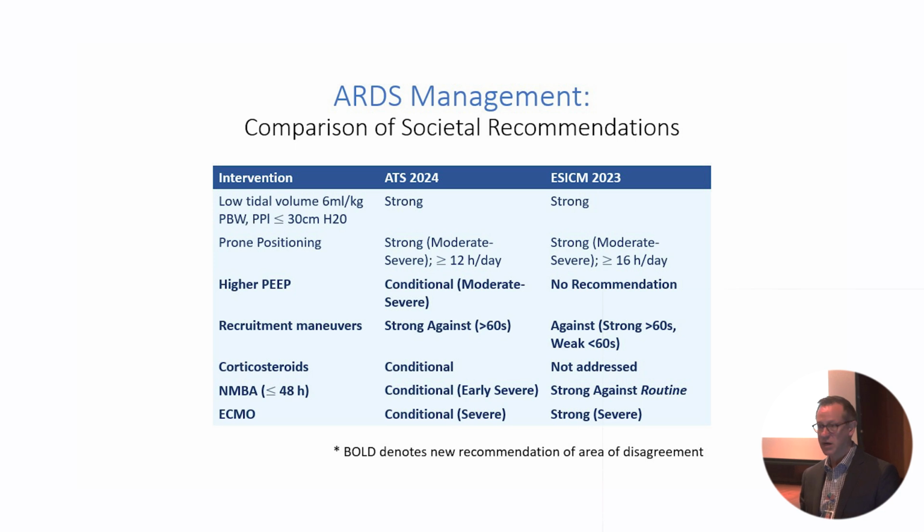And for the first time, the American Thoracic Society issued a recommendation for the use of corticosteroids. And then when we get to the neuromuscular blocking agents, I think this is a very interesting story. So the ATS has a weak recommendation for the use of neuromuscular blocking agents in early severe ARDS, whereas the Europeans have a strong recommendation against their use. So this is sort of an area of seemingly major difference.